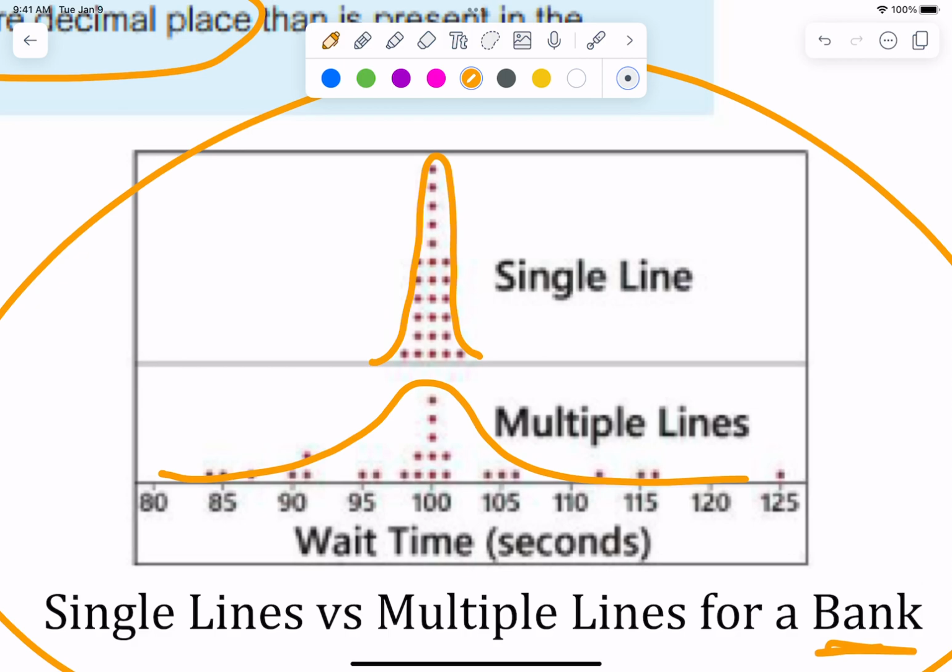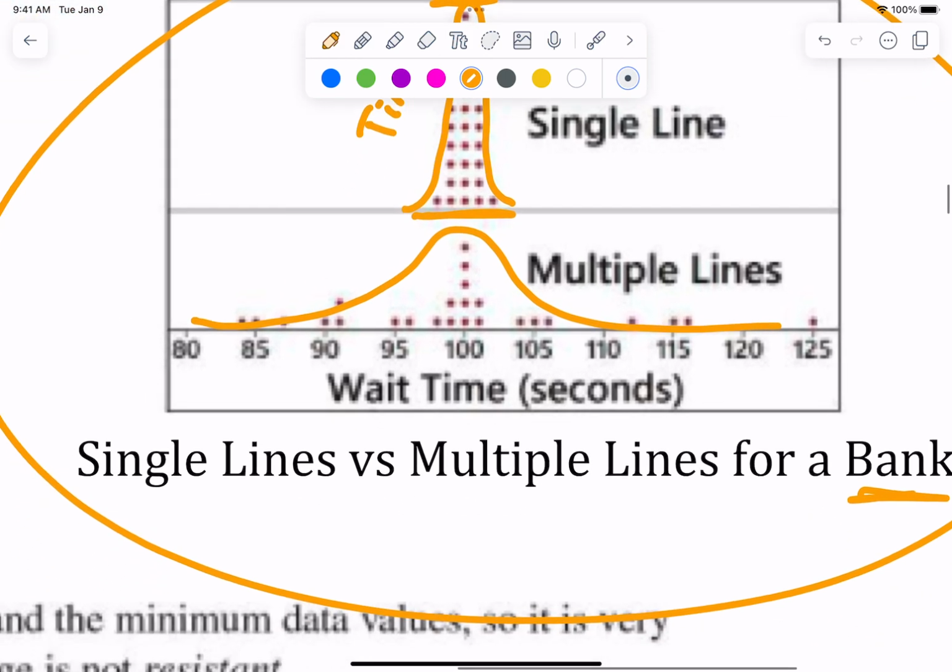If we only have a few open, we know that we're going to end up probably waiting in that line for a while, right? So this is the wait time, okay? The times are going to be higher, okay? But if they have multiple lines open, sometimes I'll wait like 5 minutes versus sometimes I'll wait 30 seconds, okay? Do you know what people like better? 30 seconds.